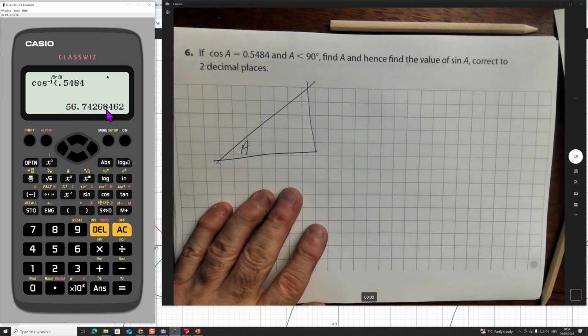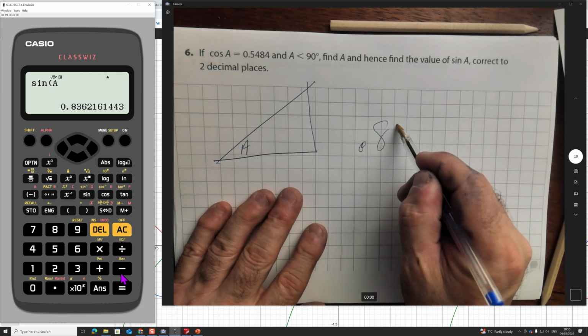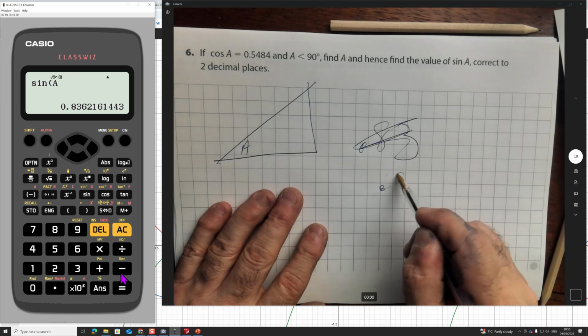Okay, so basically I'm not going to throw that away. I'm very quickly going to store it to A. Hence find the value, correct to 2 decimal places. So the sine of A equals 0.84.